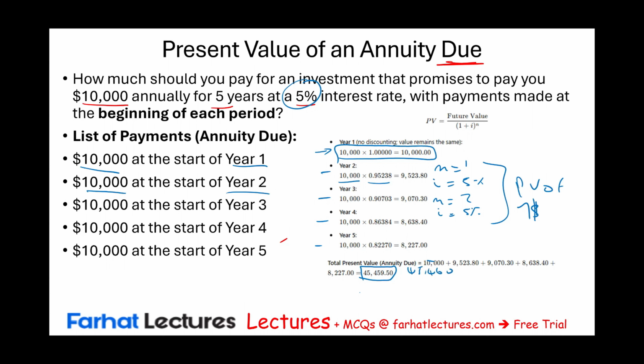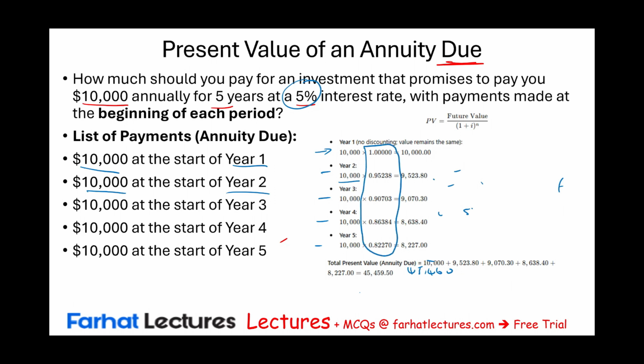$45,460. Do we have to do this? No. Here's what you can do. If you add up all these factors, they add up to 4.546. And guess what? There's a formula to come up with this factor immediately. There's a table. There's a table for the present value of an annuity due.